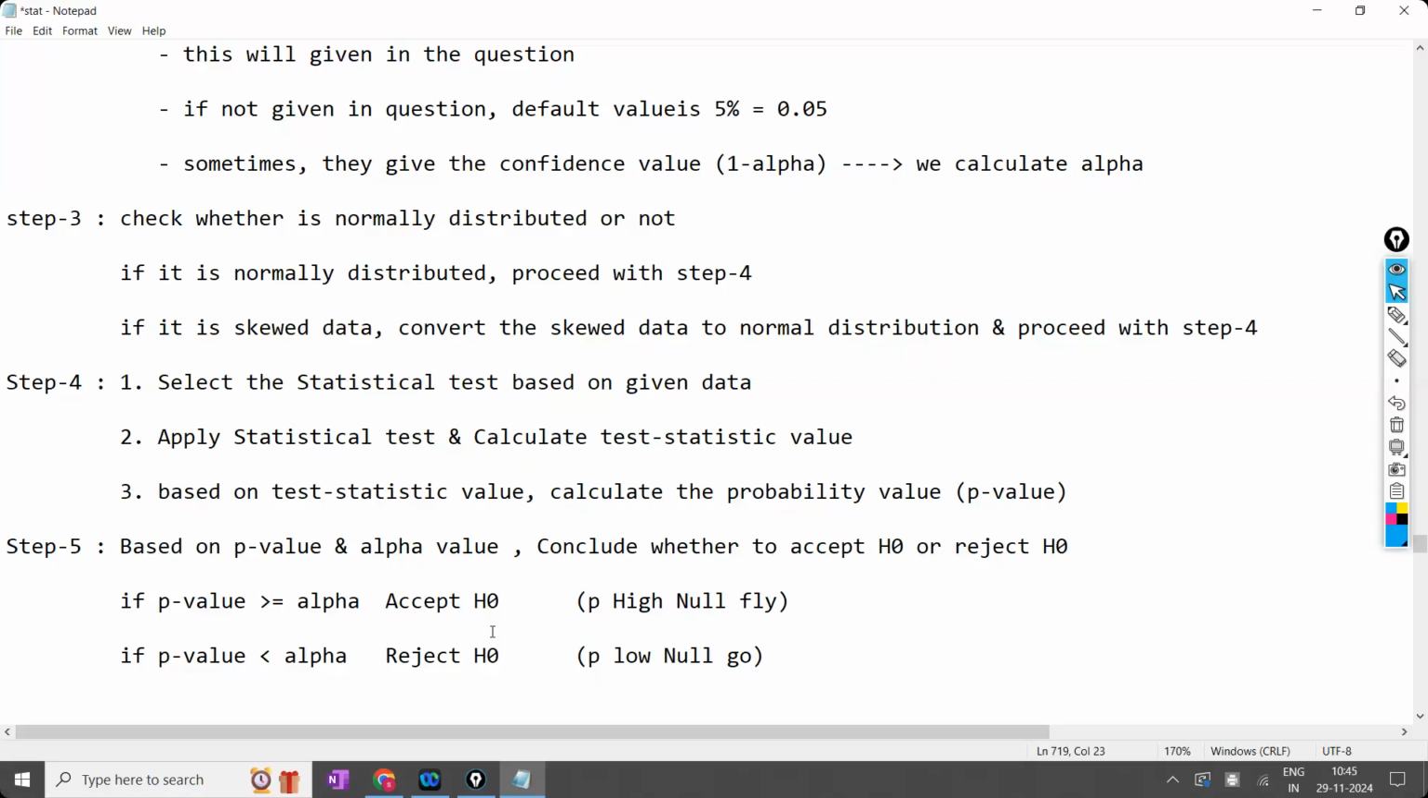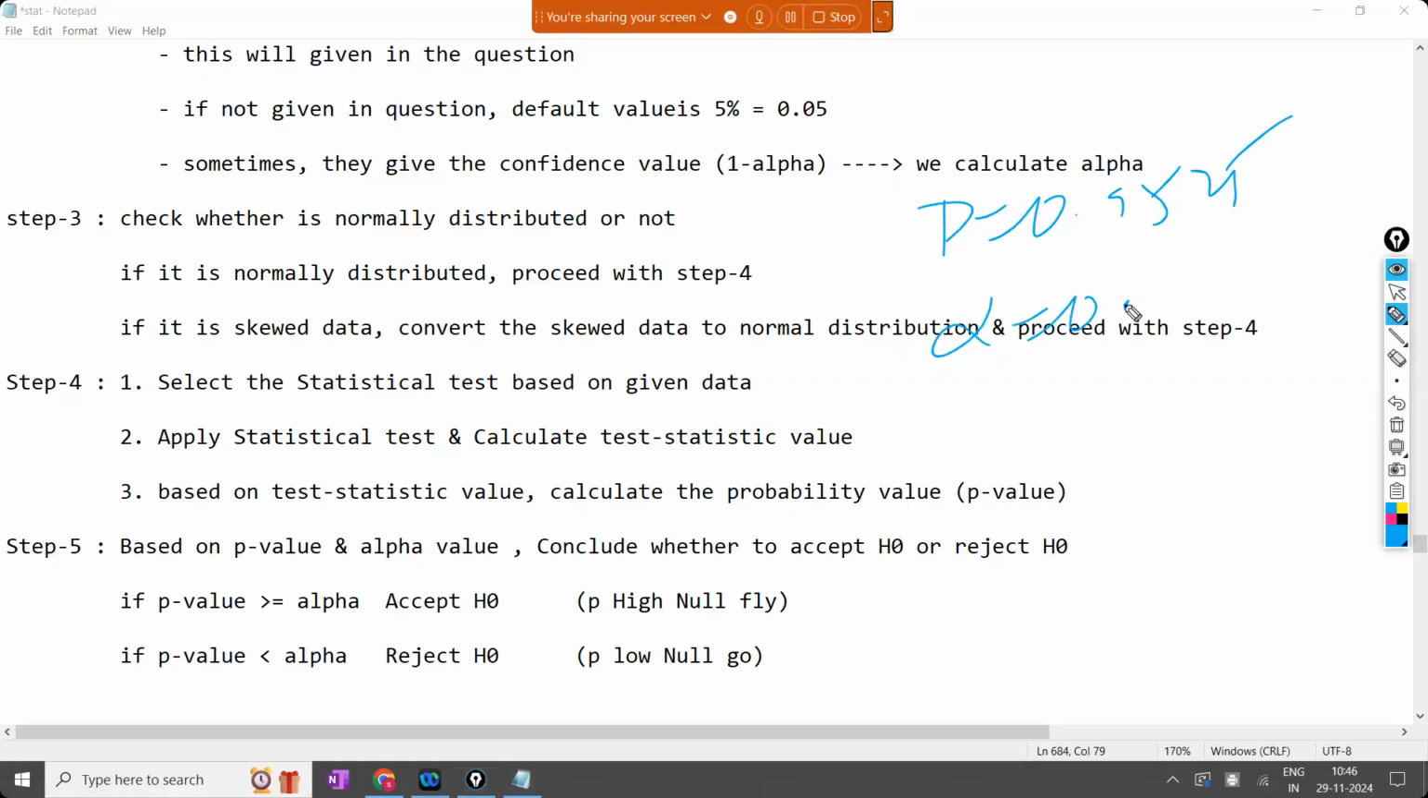Yes. The last one is the p-value. What is the p-value you have got from here? 0.9525. What is the alpha? 0.05. Is p greater than alpha or less than alpha? Greater than alpha means accept the null hypothesis. If it is less than alpha, it means reject the null hypothesis.